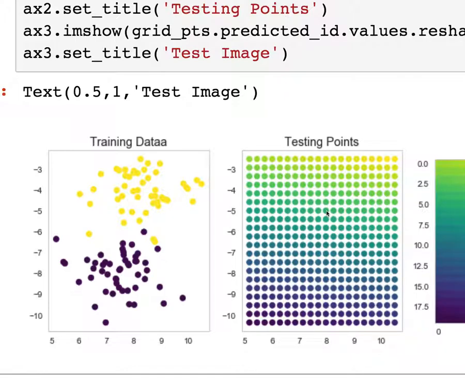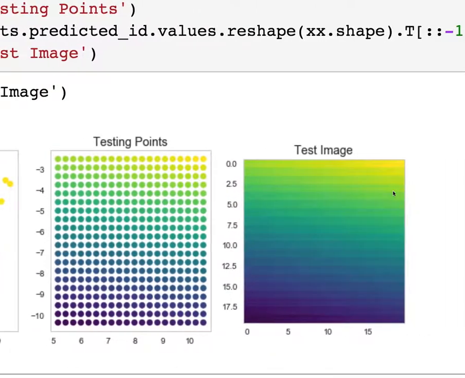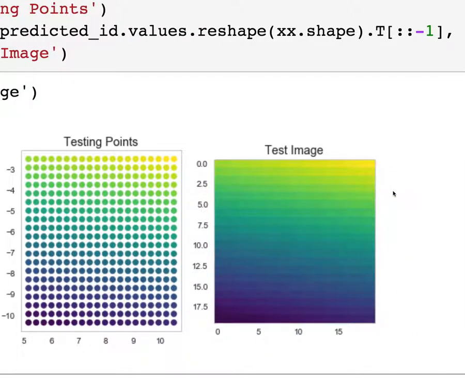And so it has given us an ability to take any point on this xy axis and say which value that point should have. You can also restructure that as an image itself, where you can then show the whole image for what's going on.